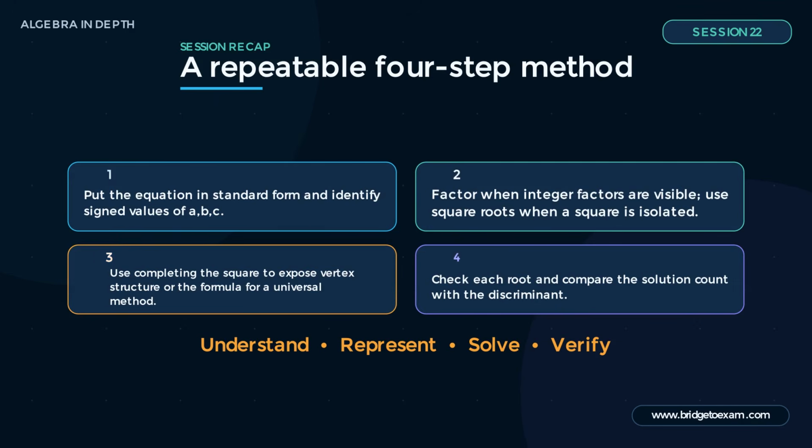Session 22 recap. Put the equation in standard form and identify sign values of a, b, c. Next, factor when integer factors are visible. Use square roots when a square is isolated. Then, use completing the square to expose vertex structure or the formula for a universal method. Finally, check each root and compare the solution count with the discriminant. A complete solution shows the reasoning, checks the result, and states what the answer means.